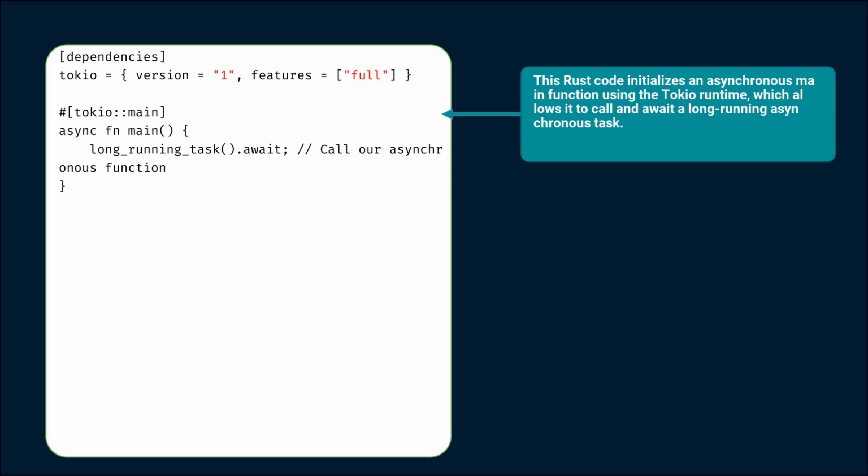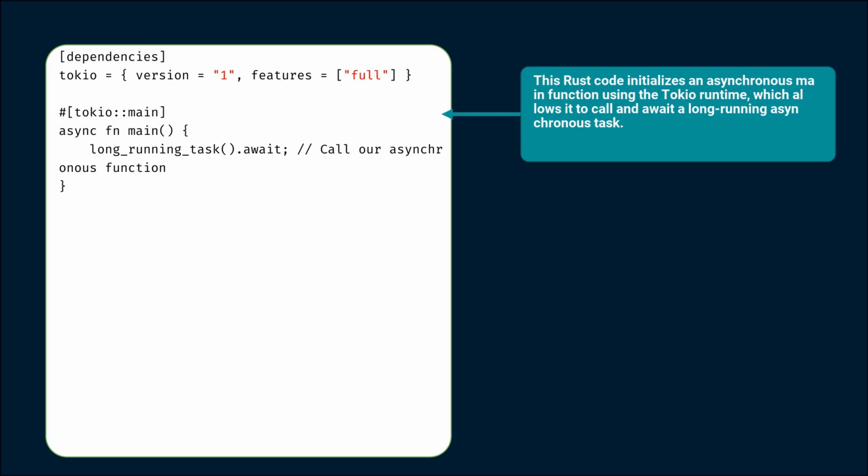This setup allows us to leverage the powerful features of the Tokio runtime, which optimizes task execution and provides efficient handling of I/O operations. Next, we move on to creating the main function for our Rust application. By using the Tokio main attribute, we initialize the Tokio runtime, which will handle our asynchronous code. Within the main function, we can now run our asynchronous task, long-running task, using the await keyword.